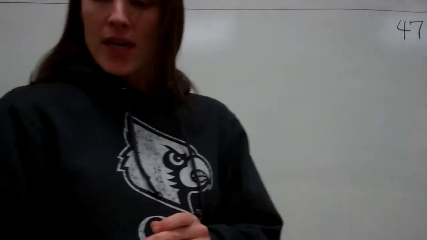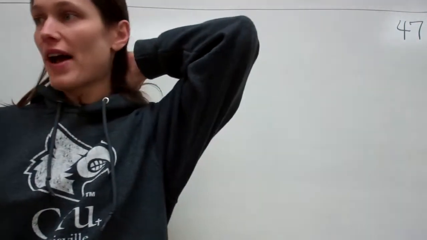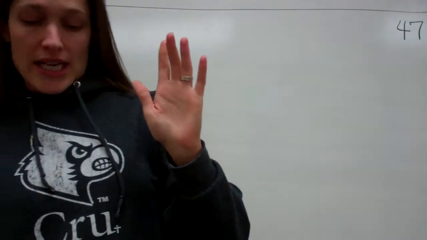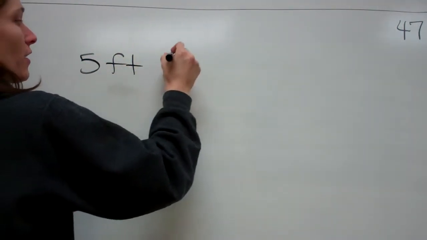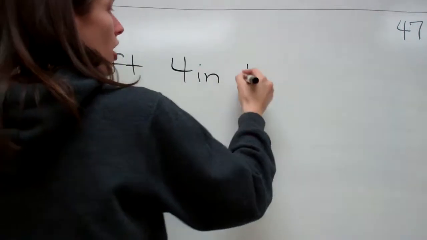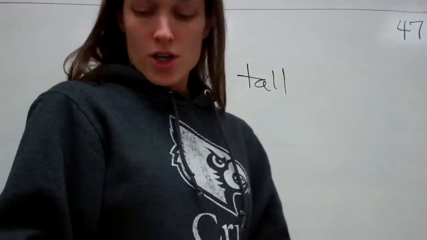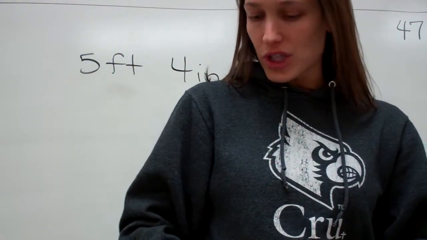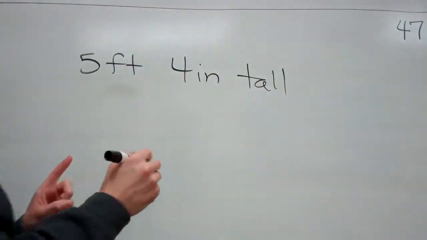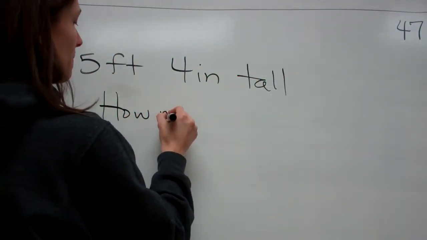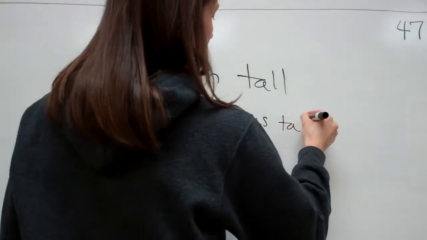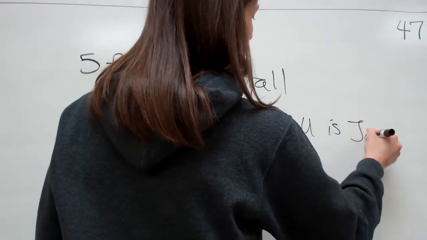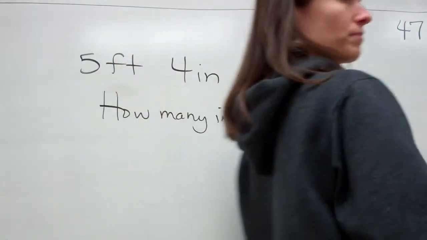Lesson 47 is on simplifying mixed measures. For example, it says John is 5 feet 4 inches tall. This is John. John is 5 feet 4 inches tall. The question is, how many inches tall is John? What's my problem? What's wrong?